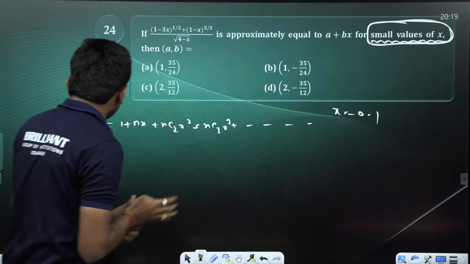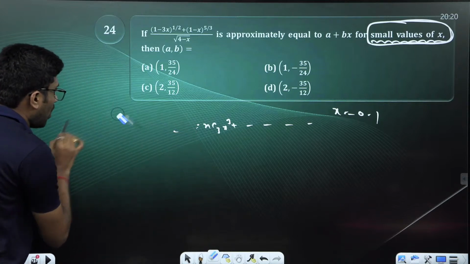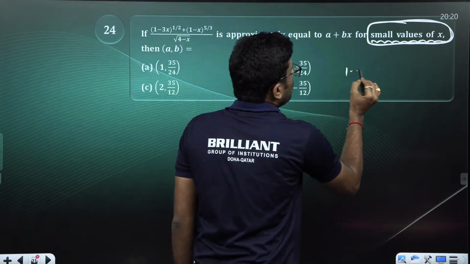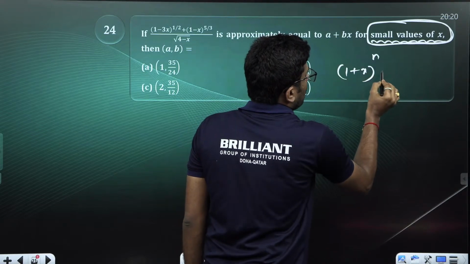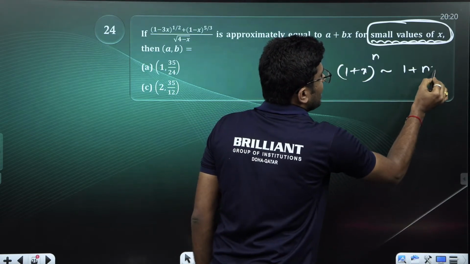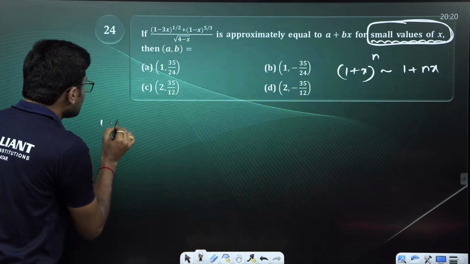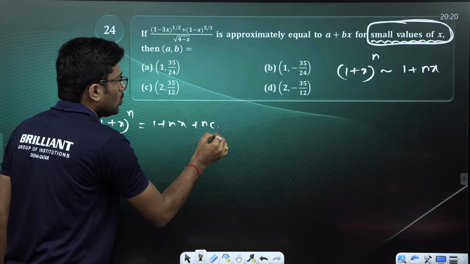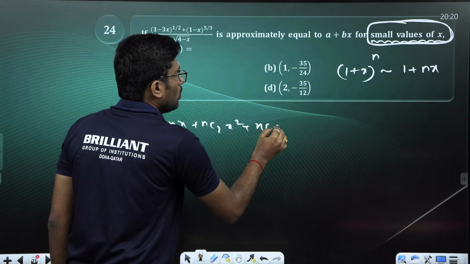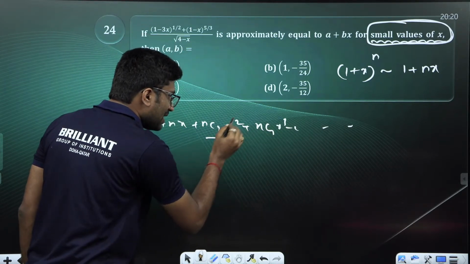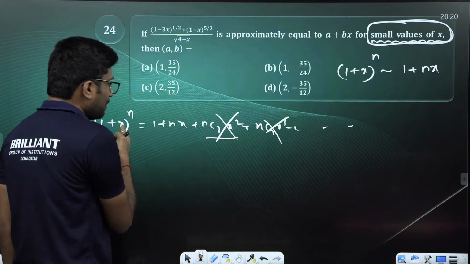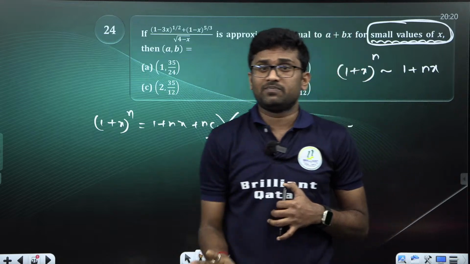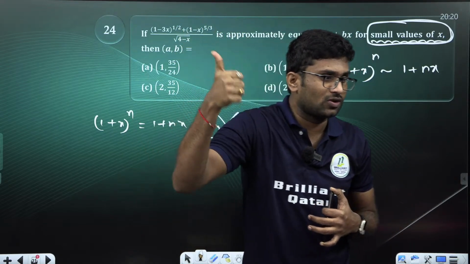So that's the reason why we say, friends, when x is very small, what do we do? We write the expansion of (1 + x) to the power n as 1 + nx only. Why? Because all these higher powers, 1 + nx + nC2 x square + nC3 x cube and so on, we neglect them. So (1 + x)^n will be approximately equal to 1 + nx only. First, are you thorough? Have you understood this particular concept?